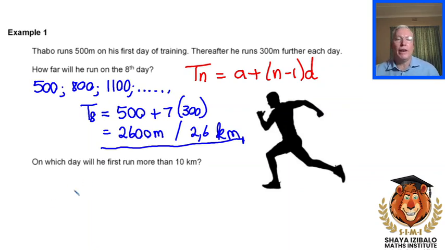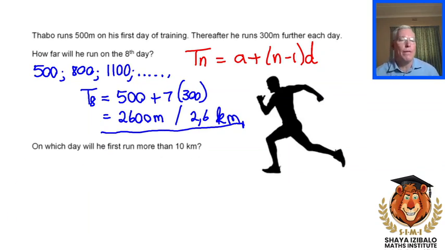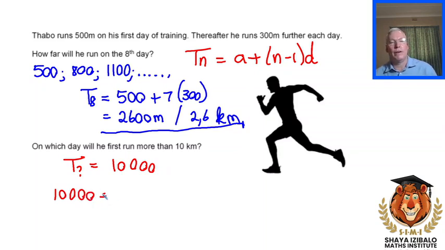It says, on which day will he first run more than 10 kilometers? What we're going to do here is work out which term is equal to 10 kilometers. But be careful, we can't use 10 kilometers. These are in meters, so we've got to change that to meters as well. So let's take a look. 10,000 is going to be A plus, we're trying to find out the term number, times D.